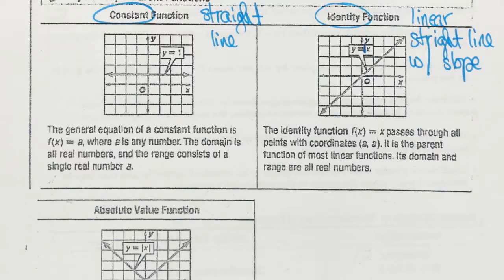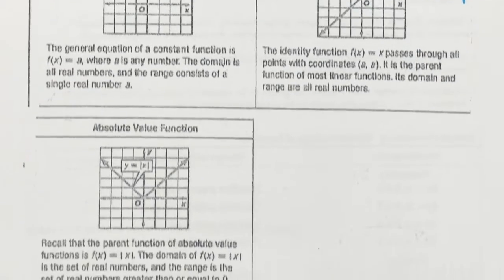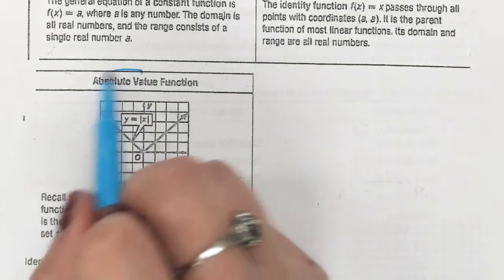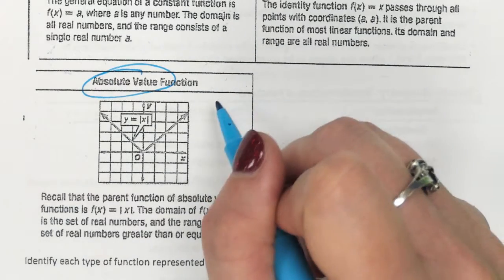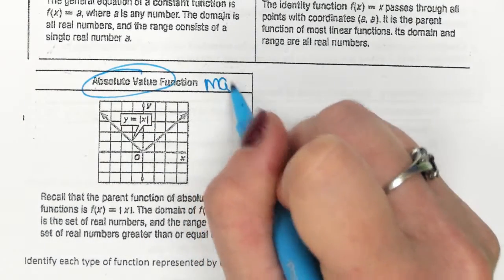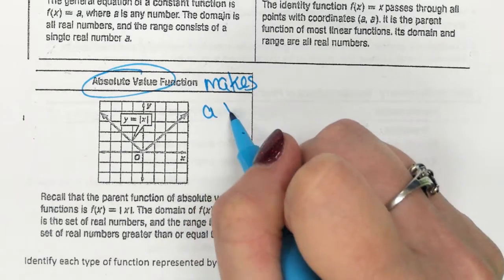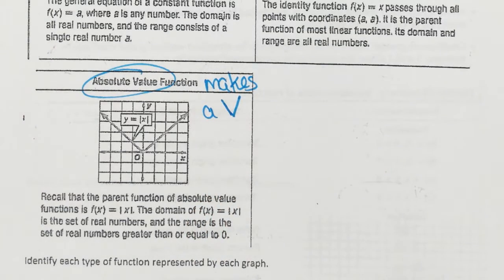All right, and the last one we're going to look at in here is absolute value. What's absolute value look like? What's the picture? It makes a V. There you go. V for value. Makes a V.